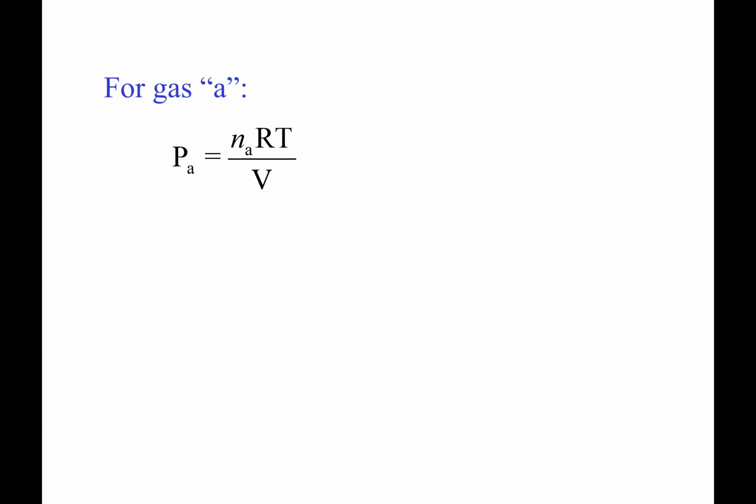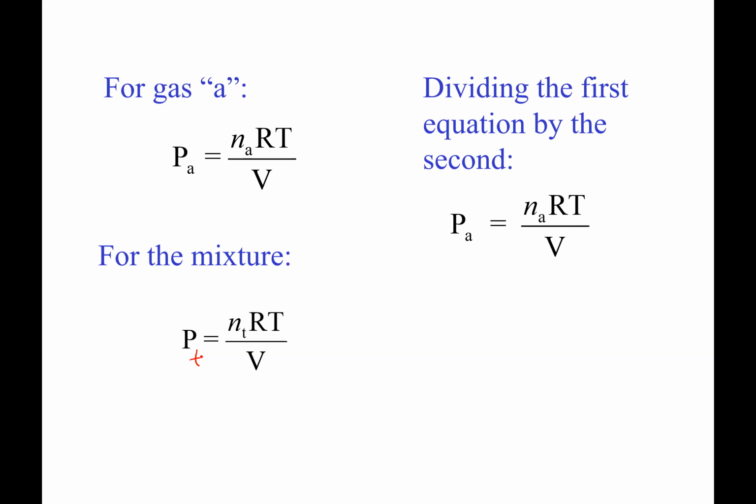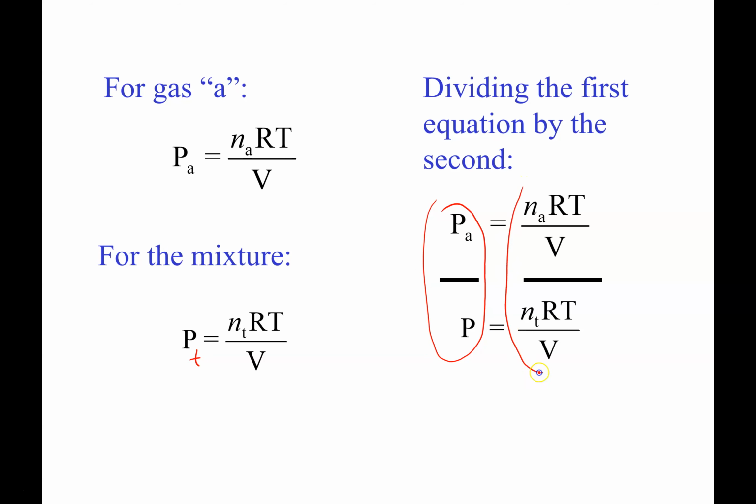Okay, we know this. Partial pressure of A is equal to moles of A times R times T divided by V. The total pressure of a mixture of gases is equal to the total number of moles times R times T divided by V. All right. What I'm going to do is take equation 1 and divide it by equation 2 on both sides. So it looks like this. There's equation 1, there's my divisor, there's equation 2. Okay, so I end up with this ratio is equal to this ratio.